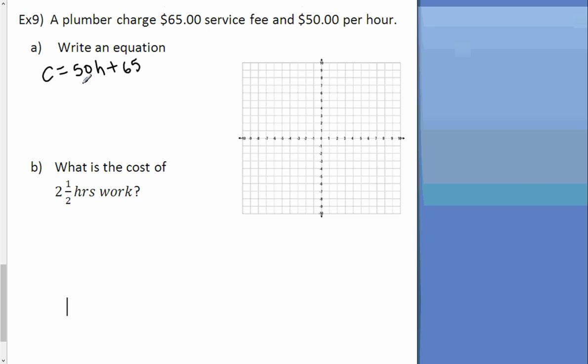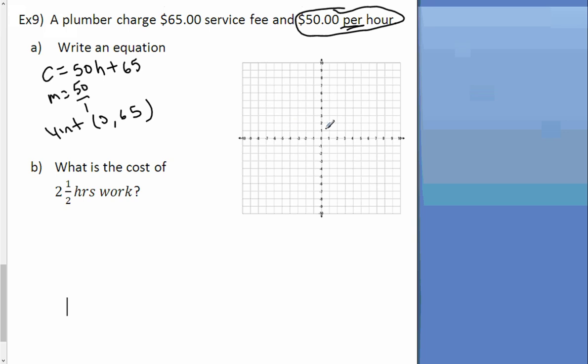And here's a little trick. When you see the word per, that's almost always the slope. That word per means slope almost always. $50 for 1 hour. And in fact, that's what our slope is. Our slope is 50 over 1. And our y-intercept is what? 0, 65. All right?